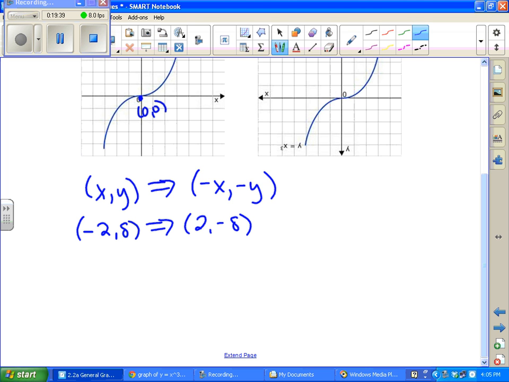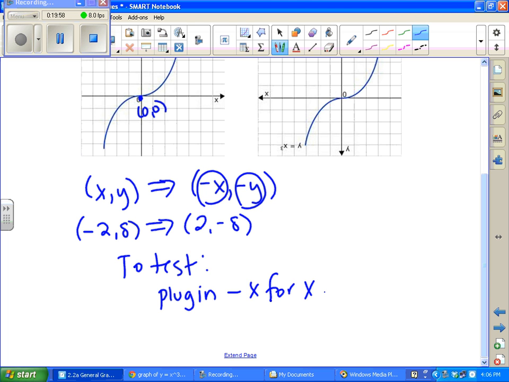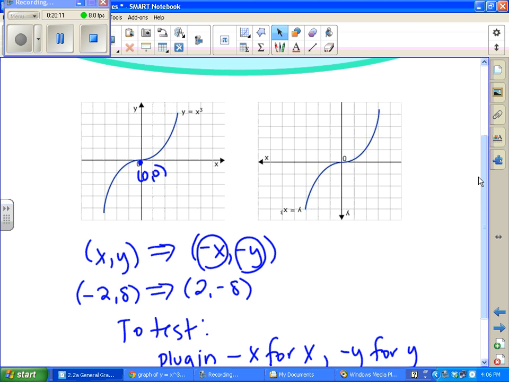So how do you test this algebraically? To test this one, you're going to plug in -x where you saw an x, -y where you saw a y. So you're going to plug in -x for x, and you're going to plug in -y for y. Then you're going to simplify. So I kind of cheated. I already showed you what the graph of y equals x cubed looked like. It's this one up here. But let's test it algebraically.